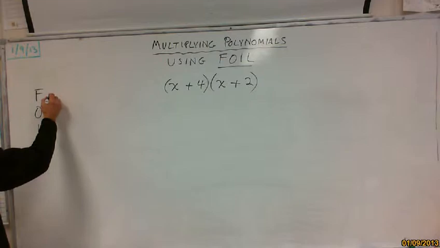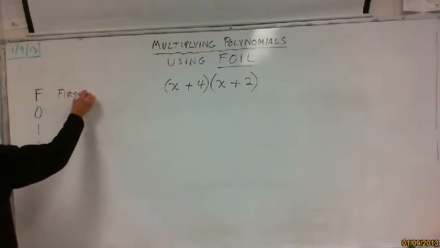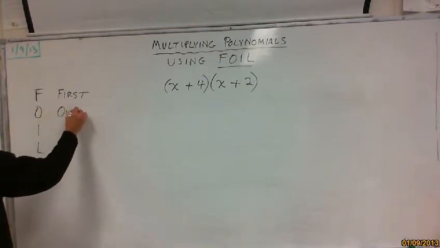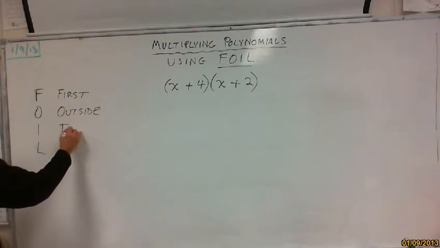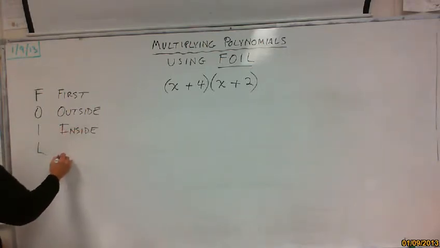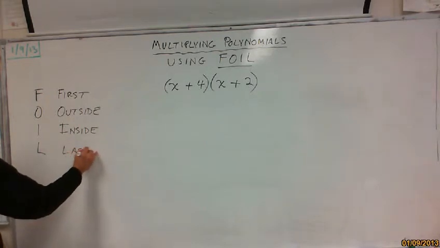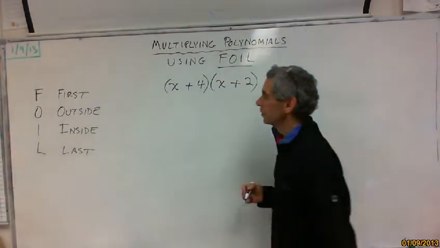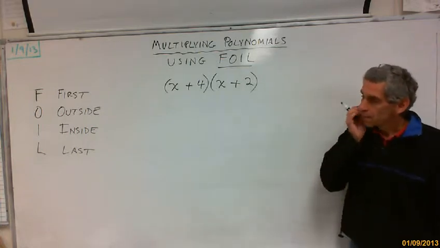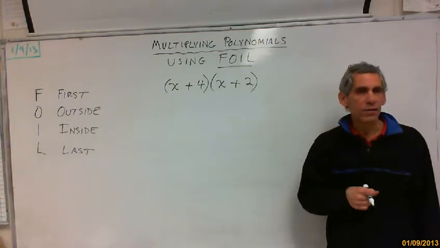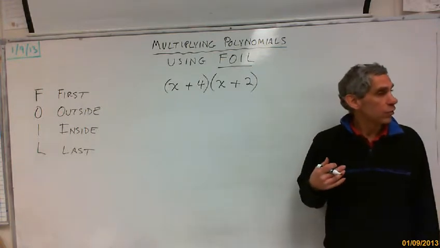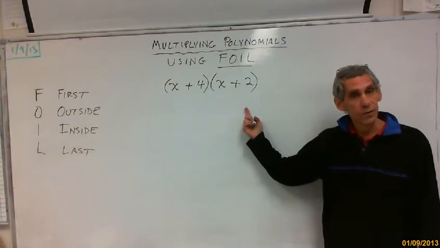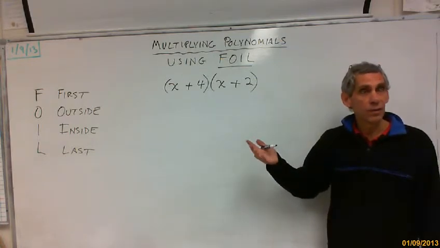All right, so F O I L. FOIL: the F stands for first. The O stands for outside. The I stands for inside. And the L stands for last. As Sal was saying, it was right on. You'll hear everybody talk about FOIL. And the reason why is because in Algebra 1 we do a lot of binomials times binomials. We're going to be moving into that in a little bit.